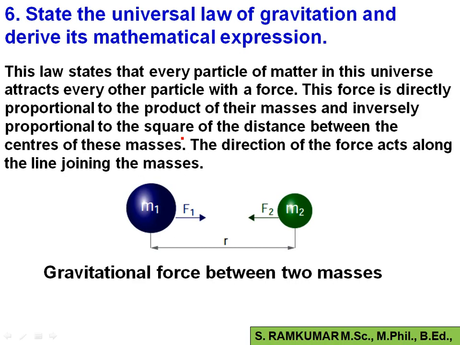Question number 6. State the universal law of gravitation and derive its mathematical expression. This law states that every particle of matter in this universe attracts every other particle with a force. This force is directly proportional to the product of their masses and inversely proportional to the square of the distance between the centers of these masses. The direction of the force acts along the line joining the masses.